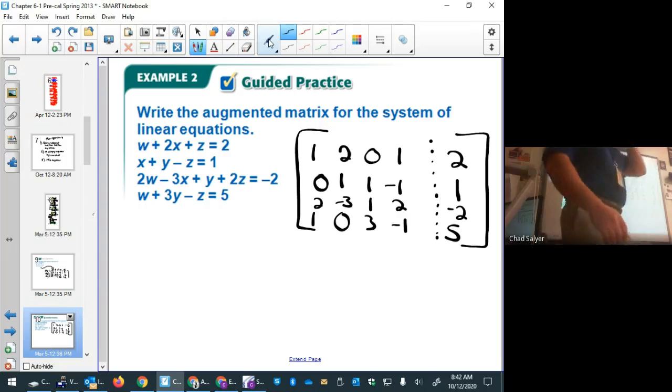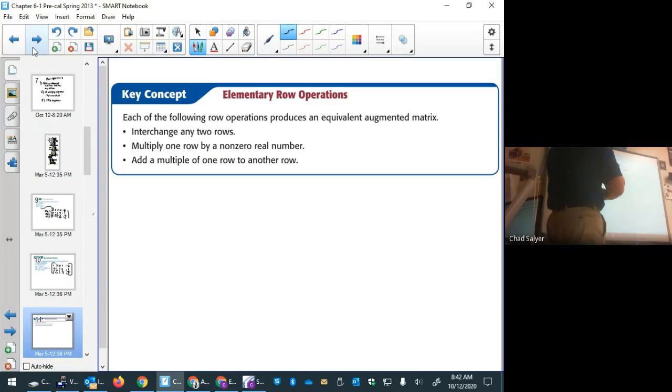Okay, so that's it. One thing to be cautious of, before the end of the chapter, they're going to throw one at you that's not standard form. In other words, variables won't be alphabetical. You'll have to use the commutative property of addition to rearrange them. In this case, they are. Okay, elementary row operations. I've already talked about this.